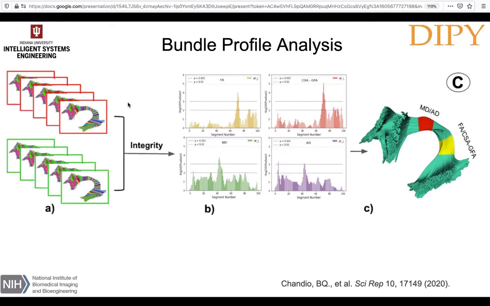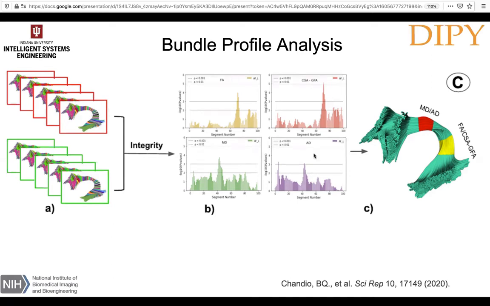So for the bundle profile analysis, what we do is we have all the subjects. In the red, we have patients. In the green, we have controls. And we have these segments created on the bundles. For each segment, we will project some measures on it. So it could be DTI measures, FA, MD, RD, or other measures like GFA or QA. Per segment, we take the data from all the subjects and run linear mixed models per subject to find the group differences on that specific segment.